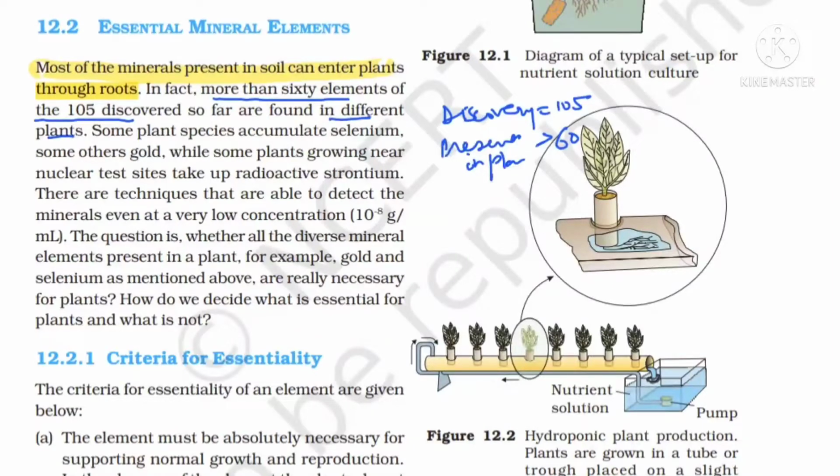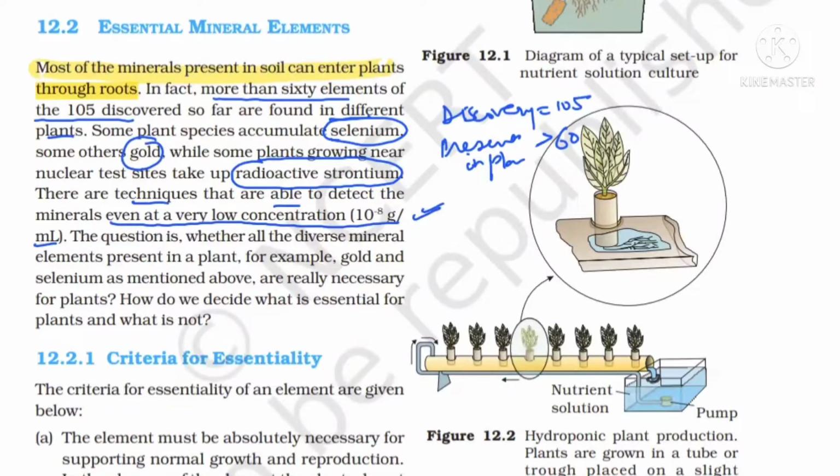And we found that some plants are accumulating selenium. Some are accumulating gold also. And if they are growing near a radioactive site, then they are found to be accumulating radioactive strontium also. Okay, so these are the elements which we have observed present in plants. There is a technique also which helps us identify minerals at very low concentration. It means even this much low concentration of mineral we can identify.